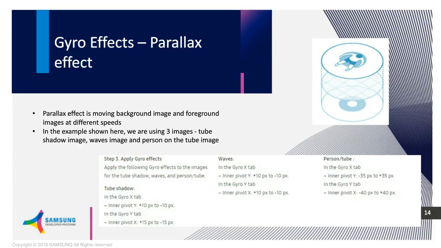In this example, we are using three different images: a tube shadow image, waves image, and a person on the tube image. And we have applied this particular pivot X and pivot Y for all these three images respectively. So we are moving the shadow at a different speed with respect to the blue waves image. So this gives the parallax effect. Let's see how it works on the watch.